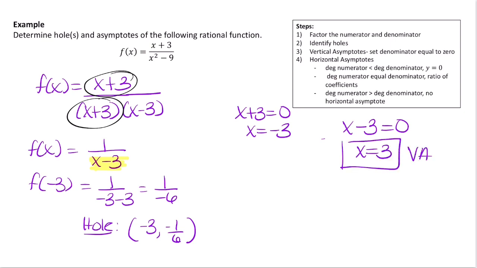For horizontal, I need to look at the degrees of the numerator and denominator. Here the degree of the numerator is 1, degree of the denominator is 2. So I have the degree of the numerator is less than the degree of the denominator.